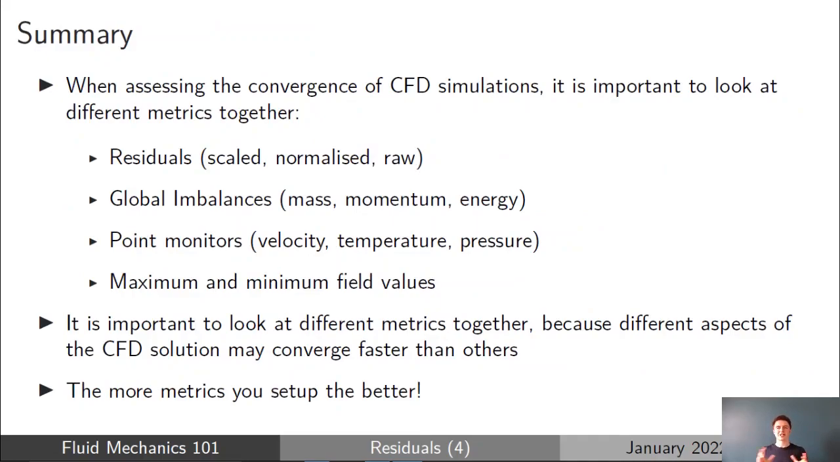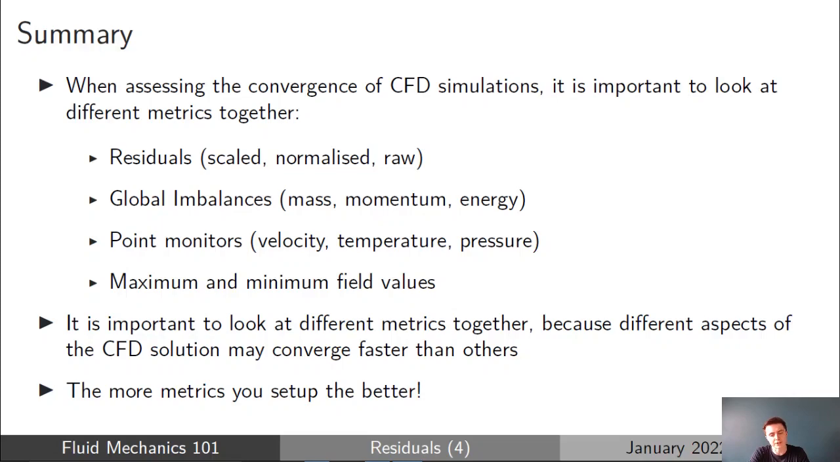So just to summarize this lecture and really this whole series of lectures, the main takeaway point is that when you're assessing the convergence of your CFD, it's important to look at as many different metrics as you can all together. So residuals, global imbalances, point monitors, maximum and minimum field values, looking at all of these together, actually looking at the flow field, looking at the contour plots and interrogating: are there any vectors going the wrong way, for example, or have you got any spurious values that are far too high?